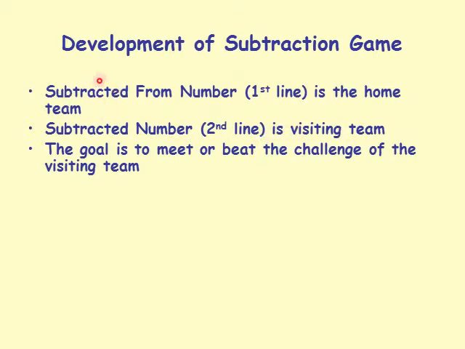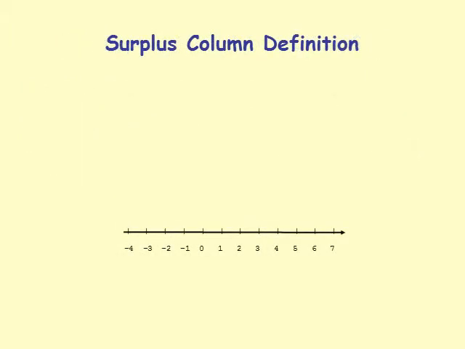So when you say first line minus second line, the first line is the number subtracted from and the second line is the subtracted number. Our first line is the home team, and the second line is the visiting team. The goal of the game is to meet or beat the challenge of the visiting team. So the home team has to win or at least tie. We need some definitions for the game.